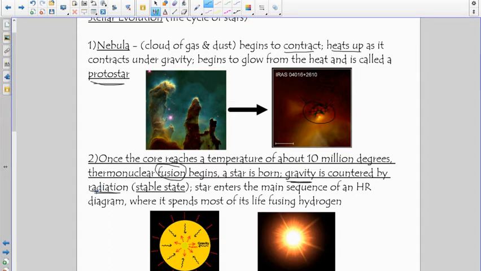Gravity will continually try to collapse the star, and radiation, the energy produced in the core, will continually try to blow the star apart. Eventually, gravity will always win that battle. This point in the star's life is called a stable state. Again, this is when it will be on the main sequence of an HR diagram, fusing hydrogen into helium.